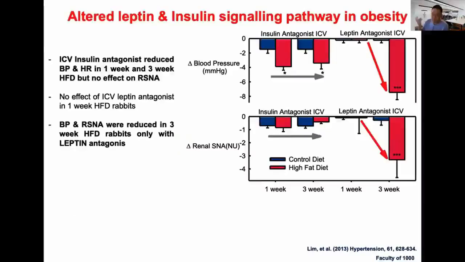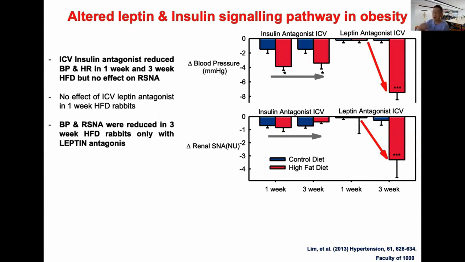Now, one of the most interesting findings in our early experiments was the effects of leptin and insulin antagonist in the hypothalamus. When the insulin antagonist was given, there was a drop in blood pressure from 1 week and 3 week animals. However, there were no changes in the renal sympathetic nerve activity, indicating that the blood pressure control via the insulin is not driven by the renal sympathetic nerve activity.